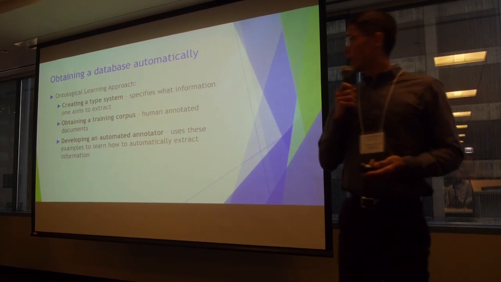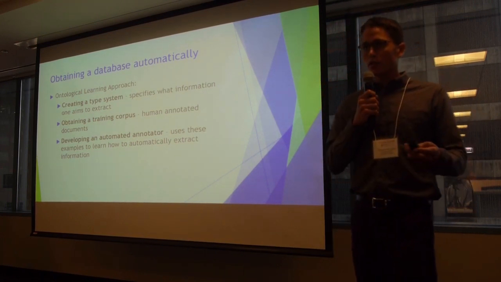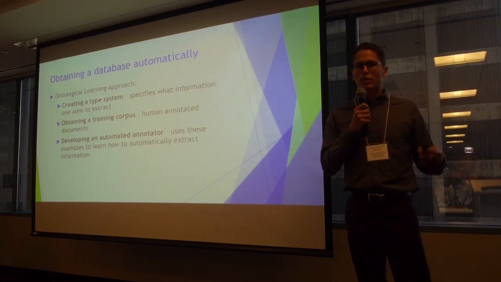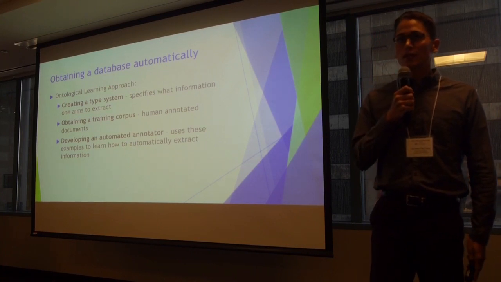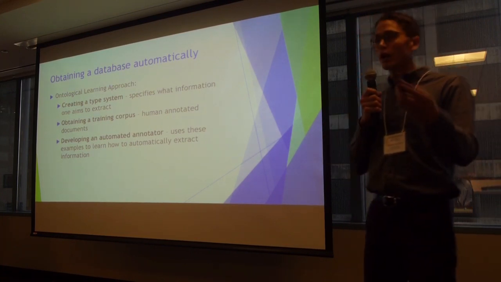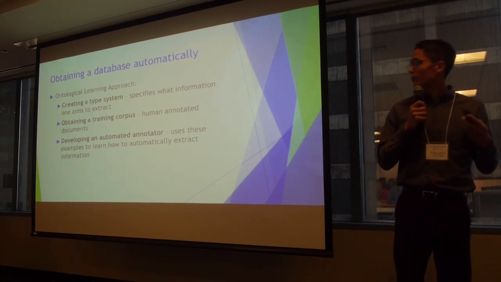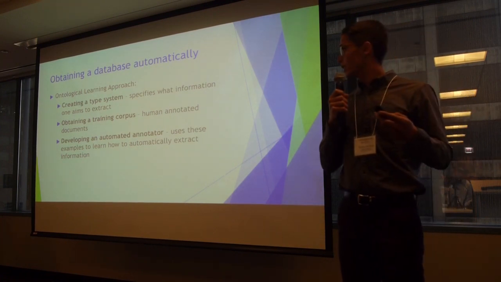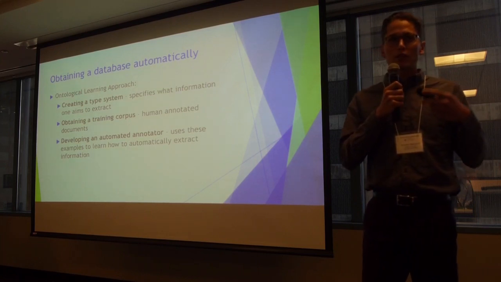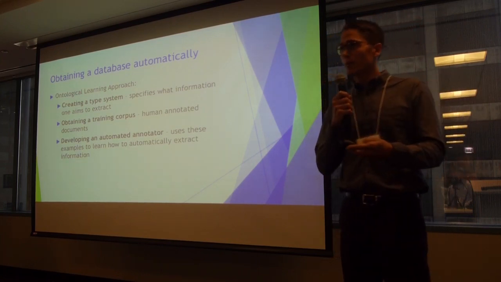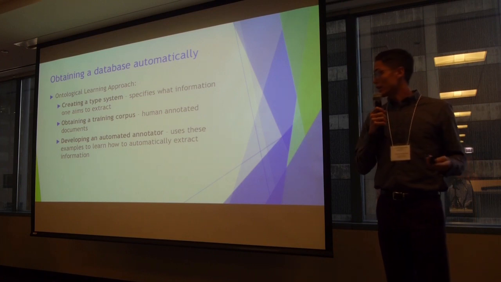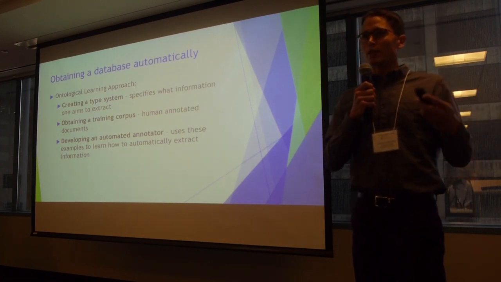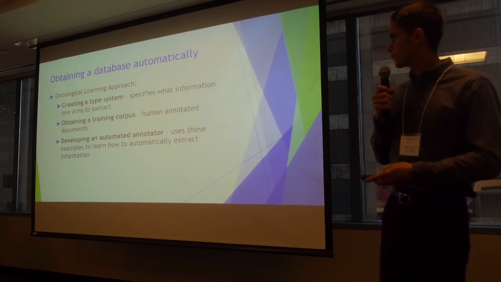So how are we going to do that? How are we going to actually get this database and extract those features automatically? We're going to take an ontological learning approach, which is basically 3 steps. First, you create a type system, which defines what information you're interested in from these academic papers. Then, once you have that type system, you have humans come in and annotate those documents, so they basically show how to identify that information in the documents. And then with that training data, you can develop an automated annotator that can read in any document and annotate it for you based on that type system.